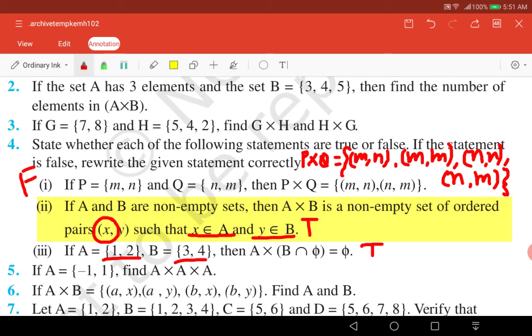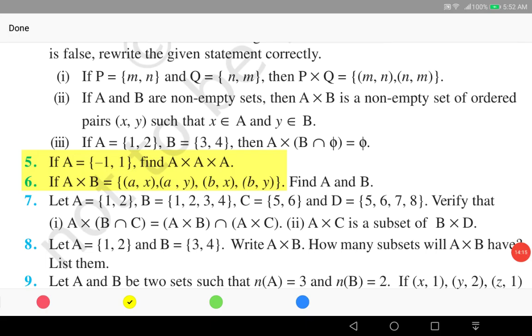Why so? See, B intersection phi will be obviously phi. So if I see A cross phi, it will be phi only, right? So this third statement is also correct. Now come to the next question, that is question number 5. In question number 5, we have A equal to -1 comma 1 and we have to find out the triplet.